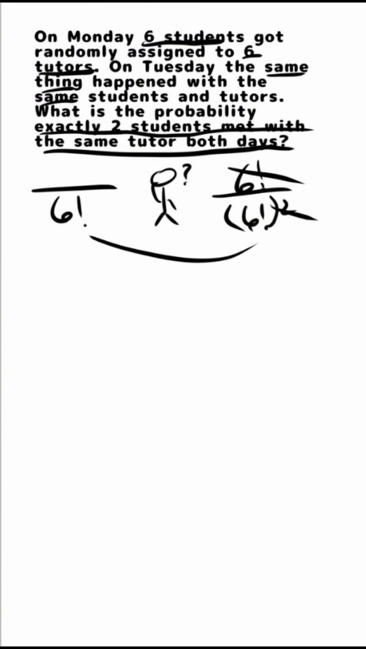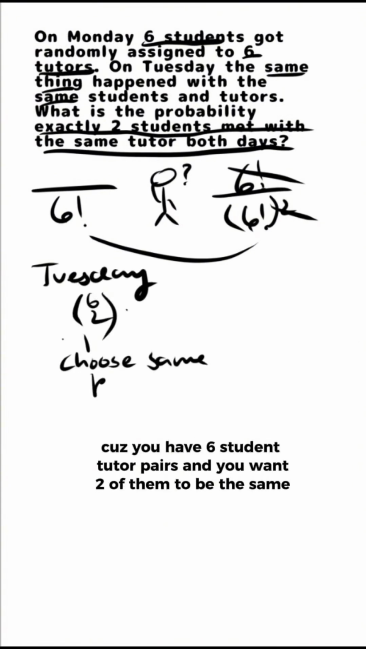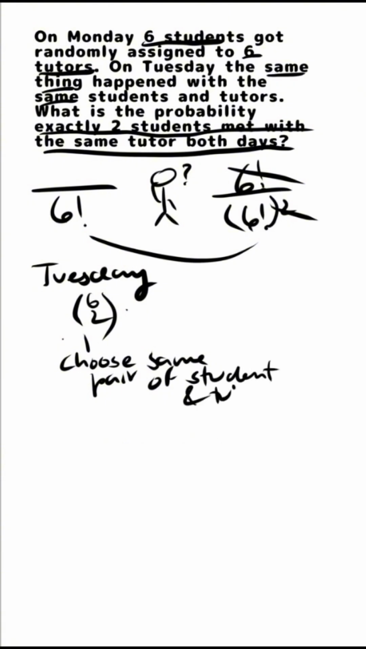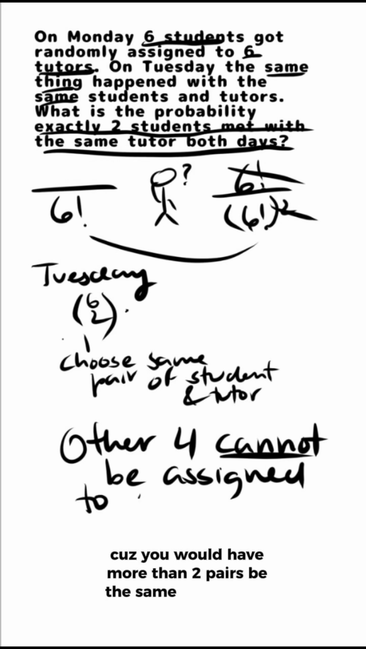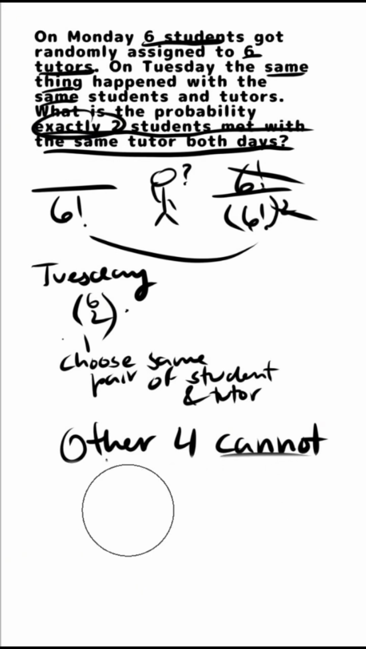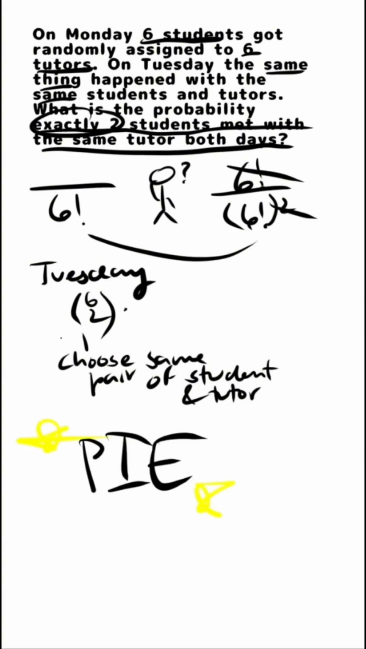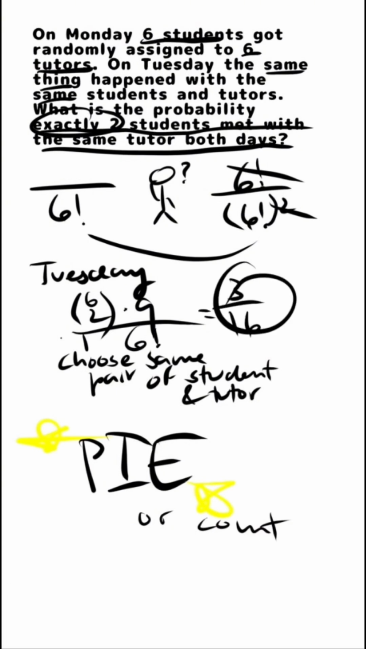Anyway, on Tuesday, there are 6 choose 2 ways to choose the 2 pairs that would be the same tutor, but the problem is asking for exactly 2 students with the same tutor, so the other 4 cannot have the same tutor without overcounting. Now to find the number of arrangements for the other students, you can use the principle of inclusion-exclusion, but I find counting is much easier since you only end up with 9 arrangements anyway. And dividing this by 6 factorial, you get 3 over 16, which is our answer.